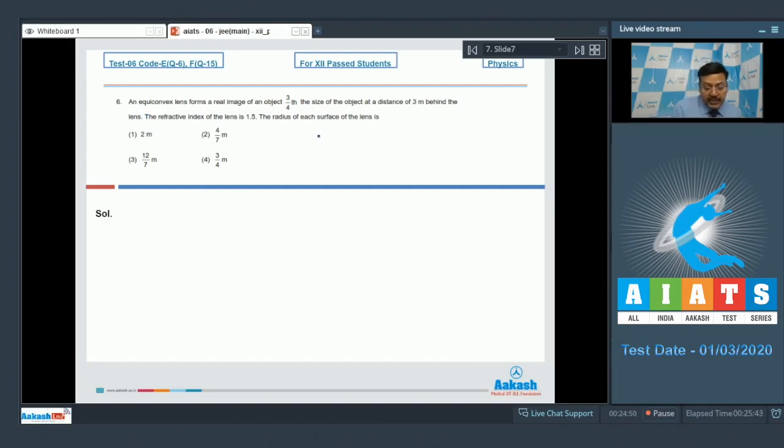So first of all, we see that the magnification M, which is given as V by U for a lens, is in fact minus 3 by 4. Why minus sign? Because it's a real image, that's clearly given. And this means that the value of U we can find because the value of V is 3 meter. That means the value of U is minus 4 by 3 into V, and the V itself is 3 meter. So this is in fact minus 4 meter.